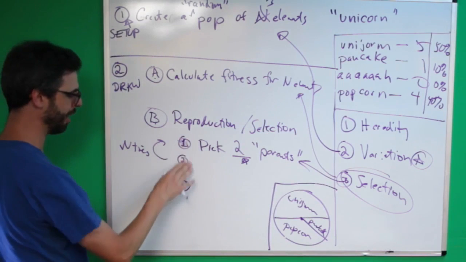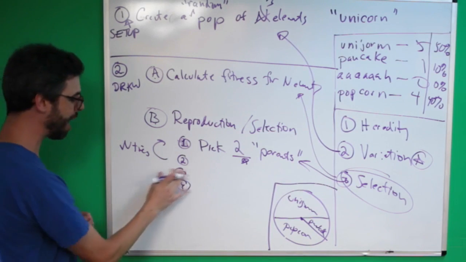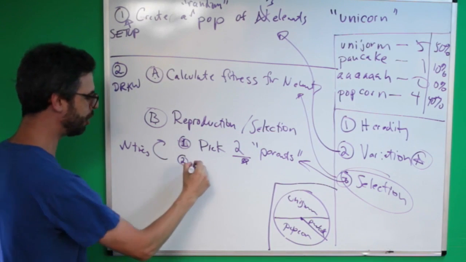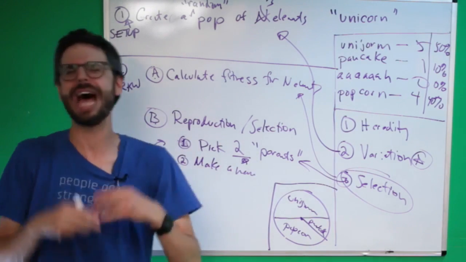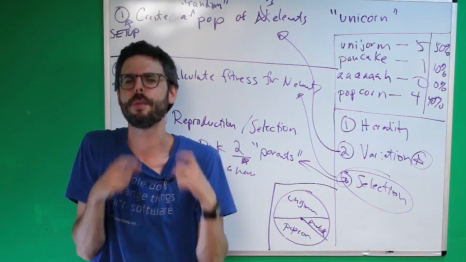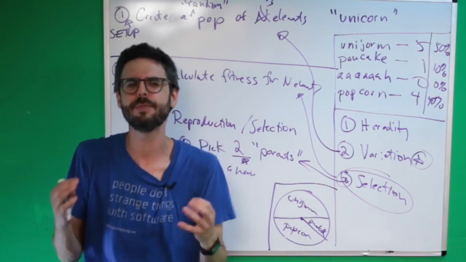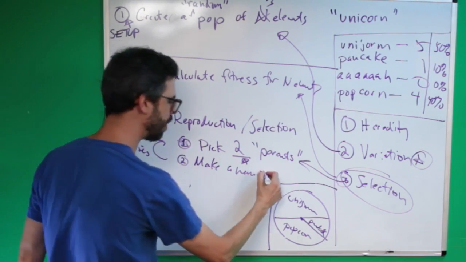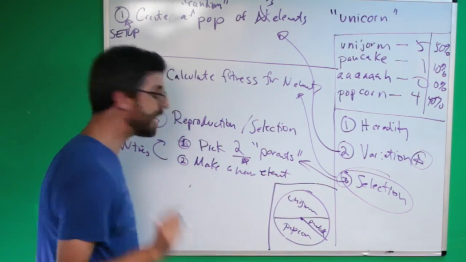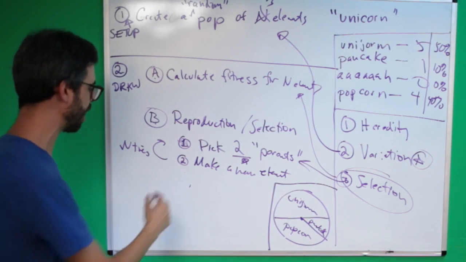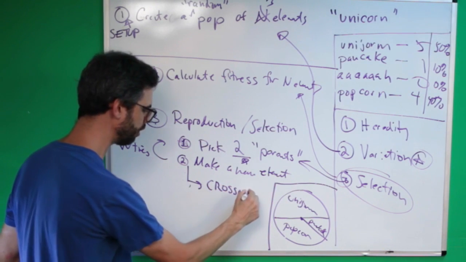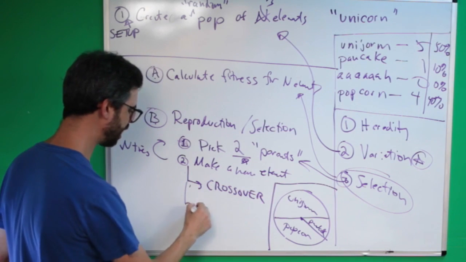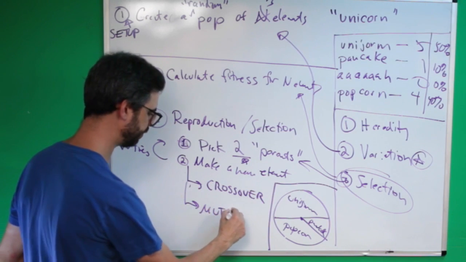So that's step 1. Once I have those two parents, I'm going to make a new element. I'm using the word element just as a word for a member of the population, a creature, element, thing. And making the new element is a 2-step process. One step is called crossover, and another step is called mutation.